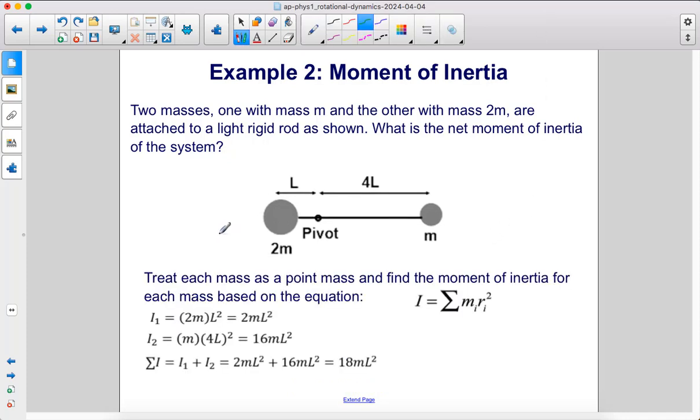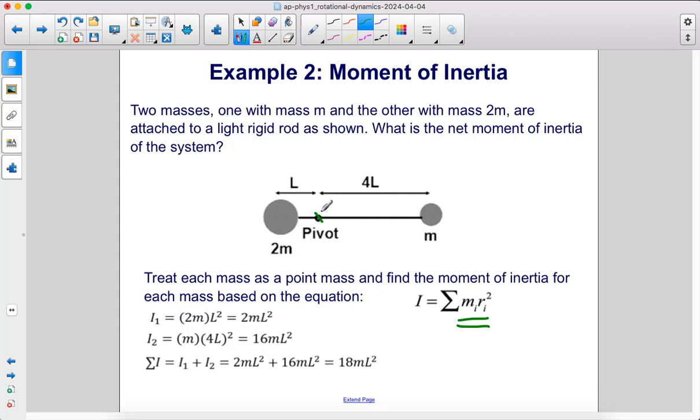This is the type of problem they could ask you on the AP test. They could ask you to calculate the moment of inertia for a very simple configuration of masses that are attached by something that doesn't have mass, so you don't have to consider the mass of the rod itself. We're going to treat each mass as just a point mass, and we're going to use the summation of mr squared for each mass to calculate the moment of inertia by hand.